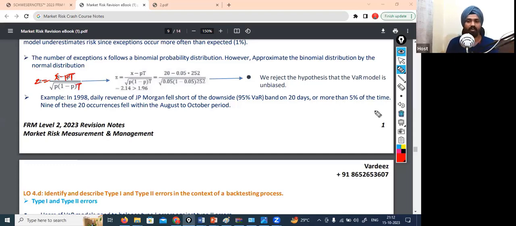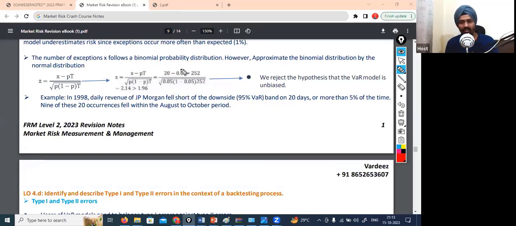the number of days. So as an example, in 1998, the daily revenue of JP Morgan fell short of the downside 95% VaR band on 20 days. So what is the number of exceptions? X is 20, minus the 5% of the time, so 0.05 times this. It's a very simple thing. 5% of the time I promised, but it happened 20 times. I told you 5% of the time. So that's the numerator, probability of success, 1 minus this, times T. Does it make sense? Yes.